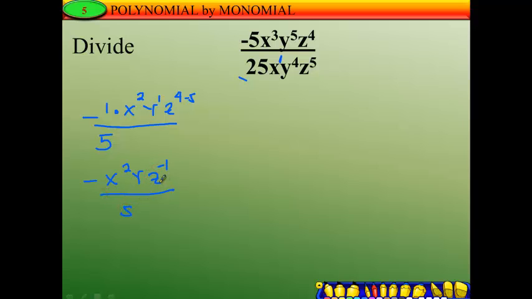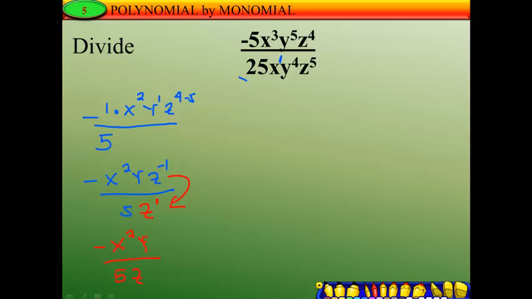Now we have to make sure that there's no negative or zero exponents. So I have to use our shortcut in simplifying negative exponents. We have to move z raised to negative 1 to the bottom, and then lose the negative sign. So our final answer will be negative x squared y divided by 5z to the first power.